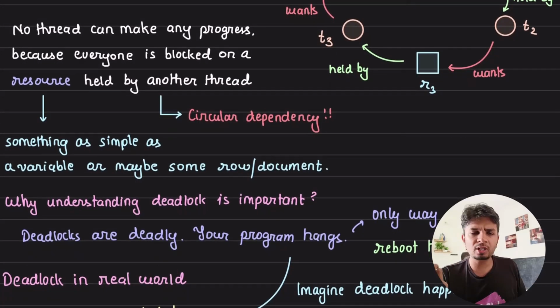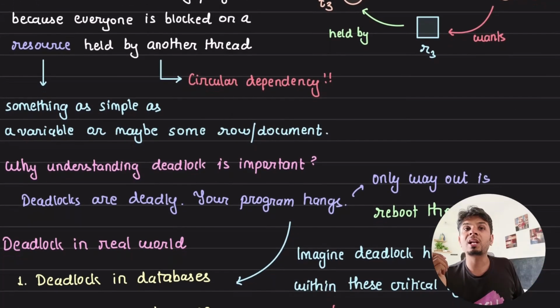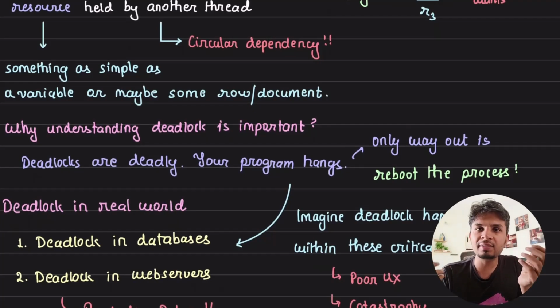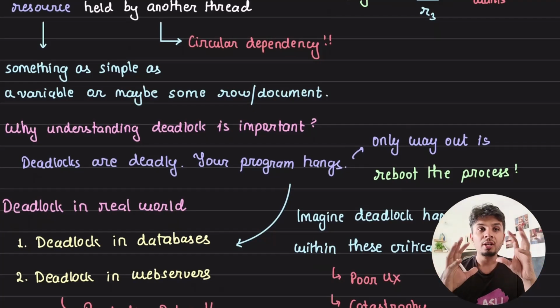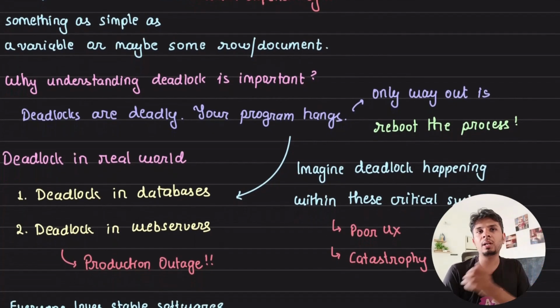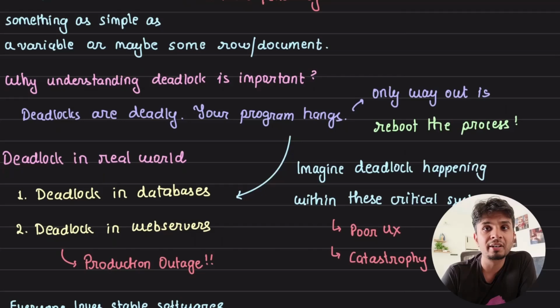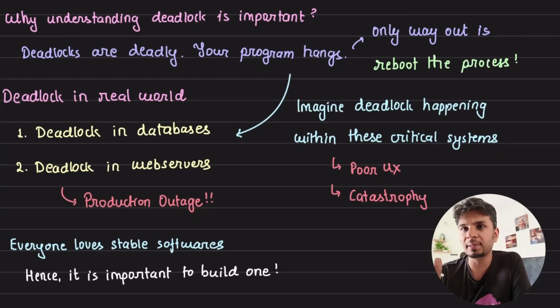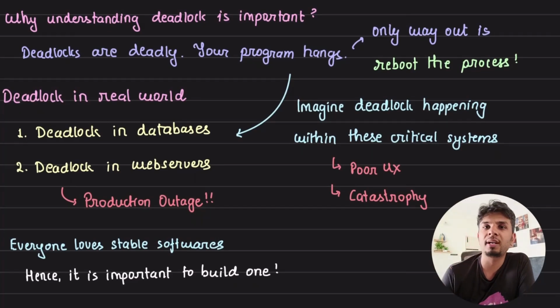What happens when a program hits a deadlock? Your program hangs and there is no elegant or graceful way to come out of it. Which is why deadlocks are deadly, and if you're writing a multi-thread program, you have to ensure that the program never ever enters a deadlock state. Because if it enters a deadlock state, you would have to either kill the thread, kill the process, reboot the system and whatnot to get out of it.